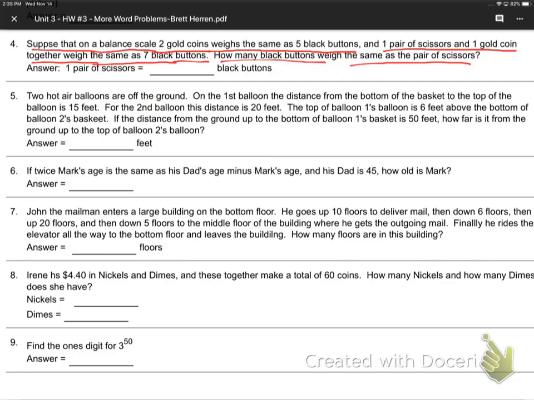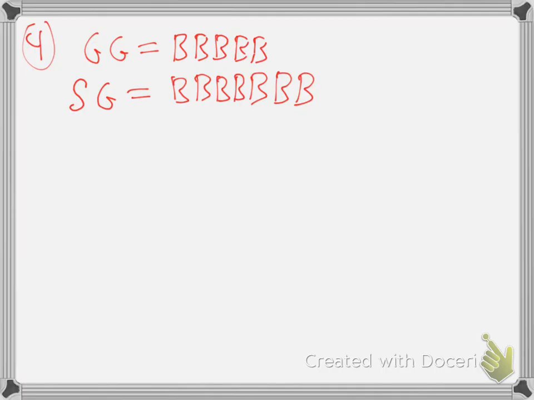Yeah. And then they're asking how many black buttons is the same as a pair of scissors? You always got to be clear on the question. So we good with the facts? 2 gold coins is 5 black buttons. A pair of scissors and a gold coin is 7 black buttons. 1 pair of scissors is how many black buttons? That's our question, right? All right.